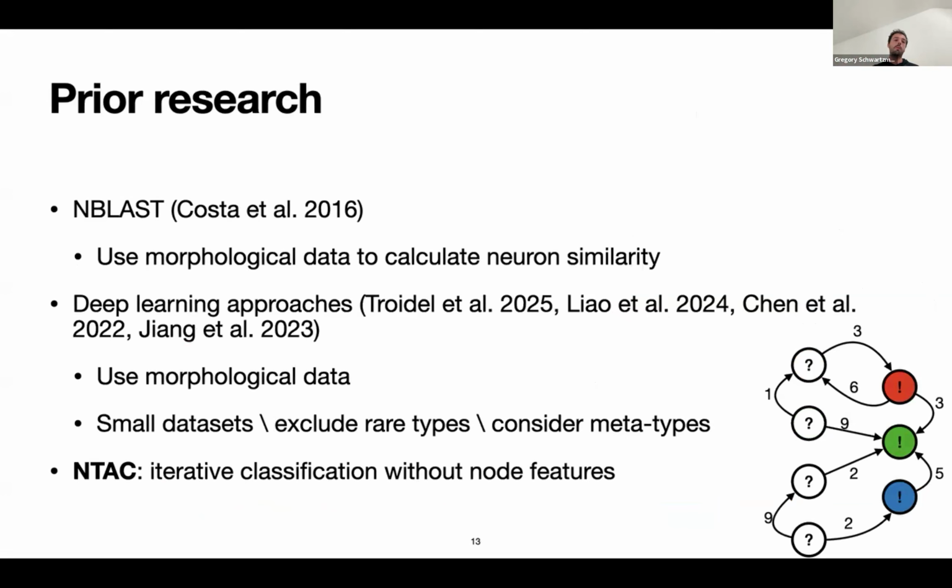A little bit about prior research. Perhaps most of you are familiar with NBLAST. So NBLAST is a tool that uses morphological data, that is shapes of neurons, to calculate a similarity score for pairs of neurons. And there are also some deep learning approaches that try to do basically what I described here. But they all use morphological data, and they don't really scale well to many types, neuron types, or very large data sets. Our algorithm is not a deep learning algorithm, and it's a very simple iterative classification algorithm, and it doesn't use any morphological data.